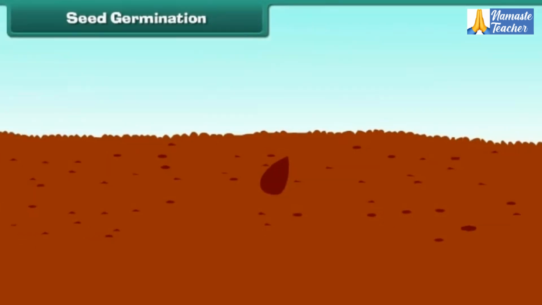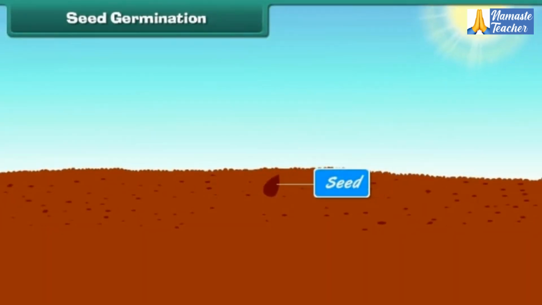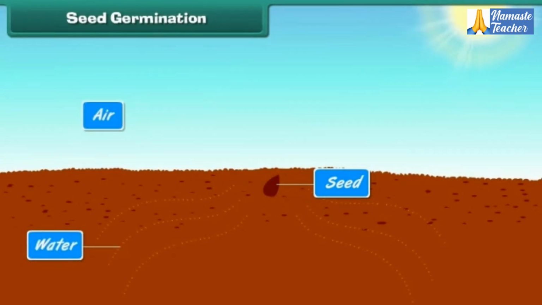Seed germination. Seeds start germinating in favorable conditions. Water, air, and warmth are required for a seed to germinate. When a seed absorbs water, it swells up and the seed coat becomes soft.